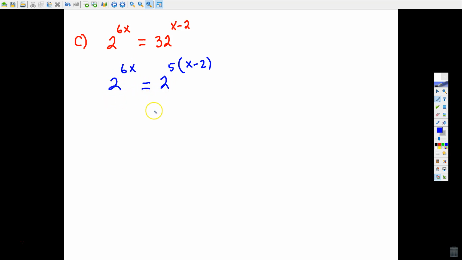And now that I've got common bases, Kennedy, tell me how I will solve for x. Okay, very good. Okay, 5x. And our solution for x is negative 10. Very good.